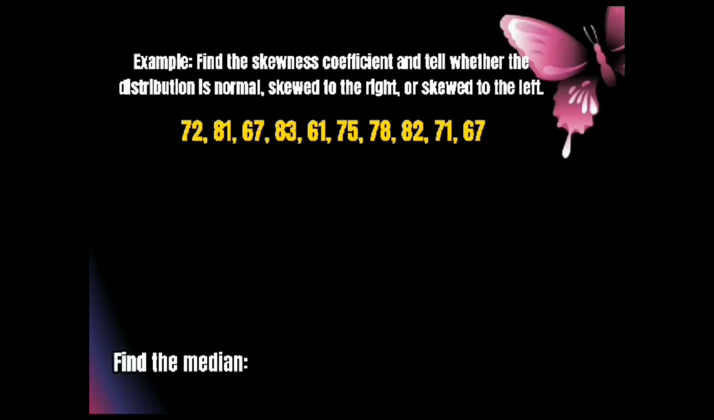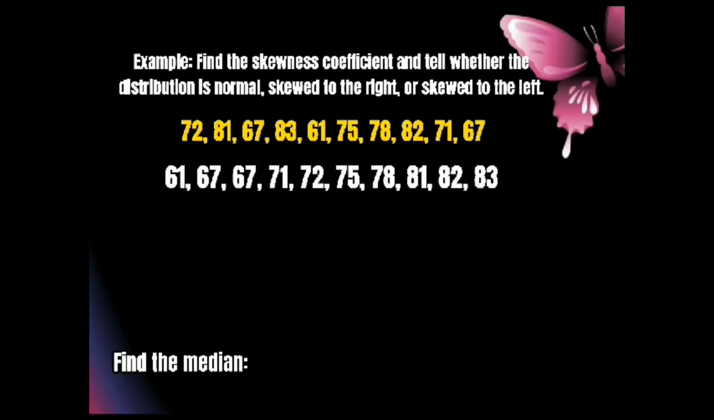Second, we have to find the median, the middle number. To find the median, arrange the scores from lowest to highest: 61, 67, 67, 71, 72, 75, 78, 81, 82, and 83. Since there are 10, there are two middle numbers, which are 72 and 75. Just add 72 plus 75, which is equal to 147, divided by 2 is equal to 73.5. So the median is 73.5.